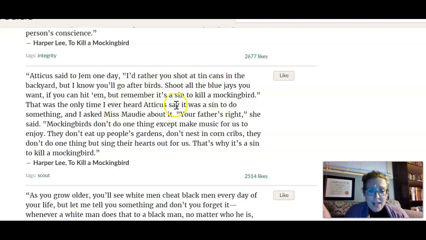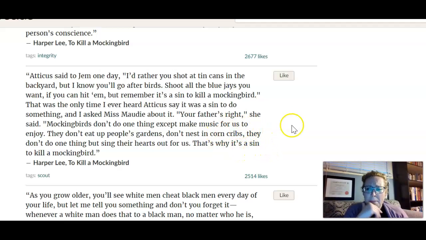So I might even pick out certain things. "So your father's right," she said. "They make music for us to enjoy. They don't eat up other people's gardens. They don't nest in cork cribs. They don't do one thing but sing their hearts for us. That's why it's a sin."